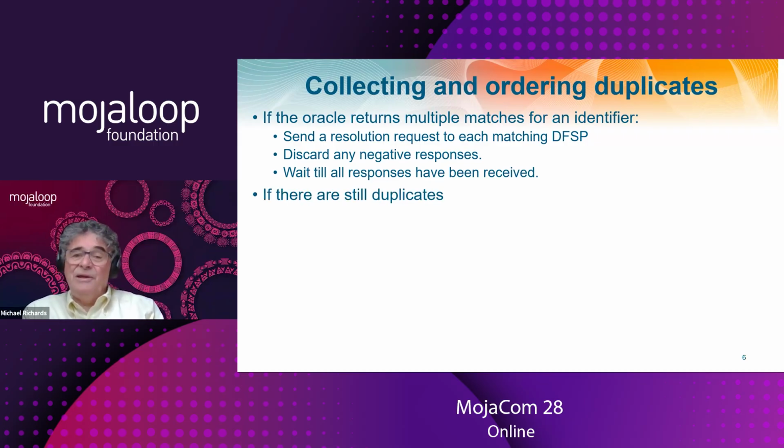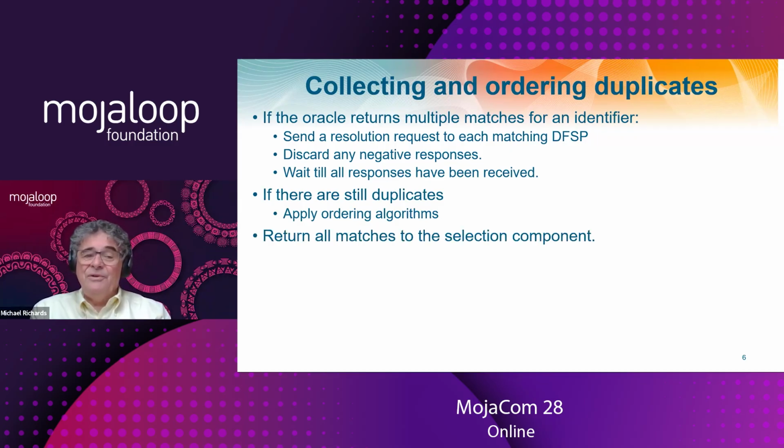Then if there are still duplicates, we could apply ordering algorithms, which I'll talk about in just a moment. And then we could return all of the matches to a selection component, which I'll talk about also in a moment. These are just placeholders for ideas at the moment. So that would enable us to collect responses from all of the DFSPs who say, I recognize that identifier.